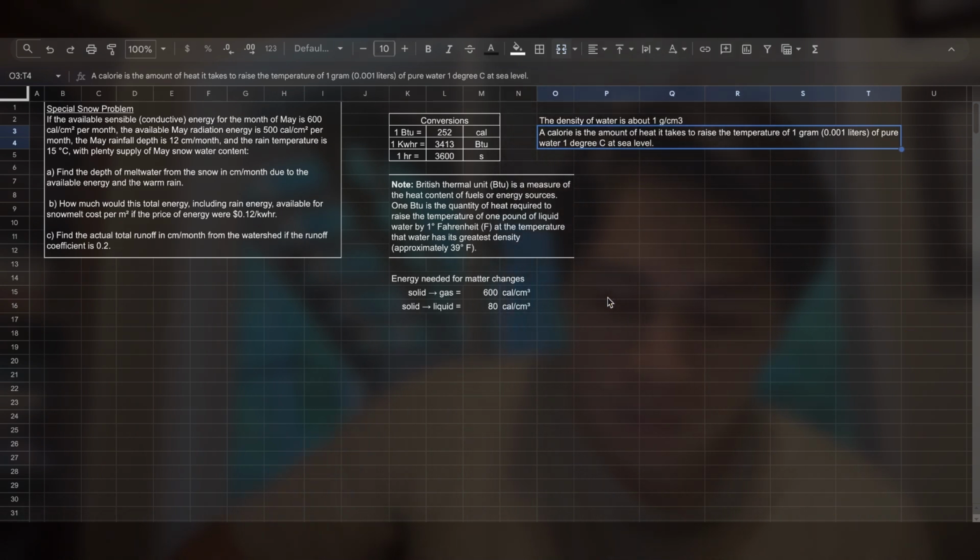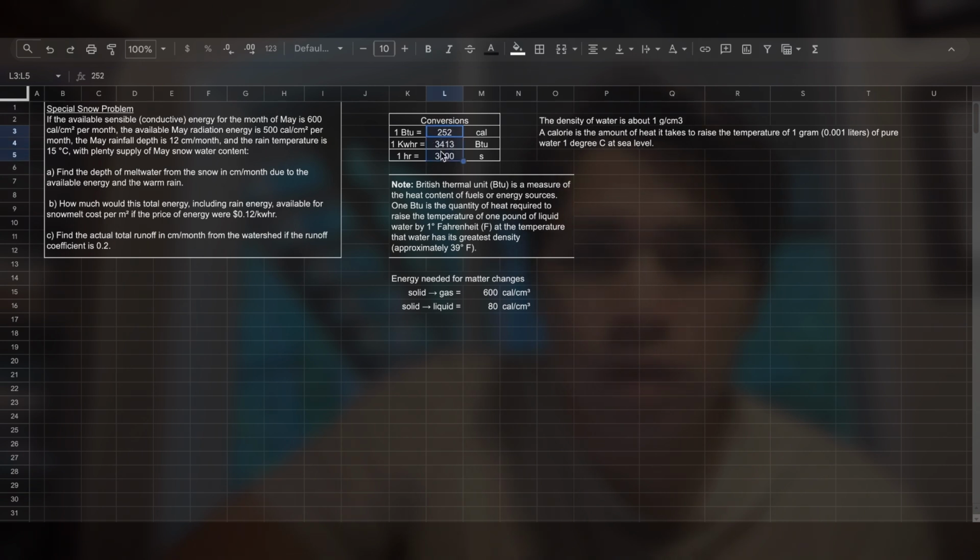Now, for part B, we're being asked how much this total energy, including rain energy, available for snow melt will cost per square meter if the price of energy were $0.12 per kilowatt hour. So in this part, we're going to have to do a lot of conversions, and we're going to use every single one of these values here.